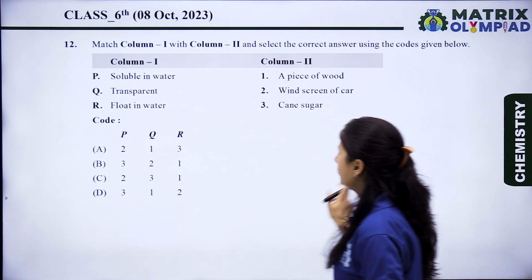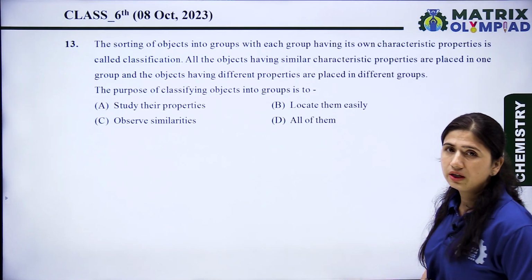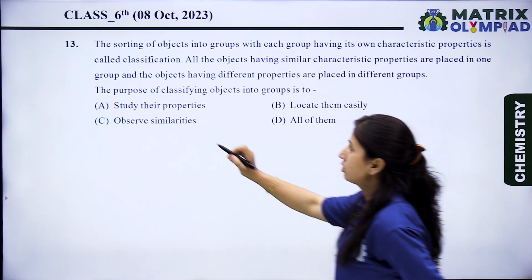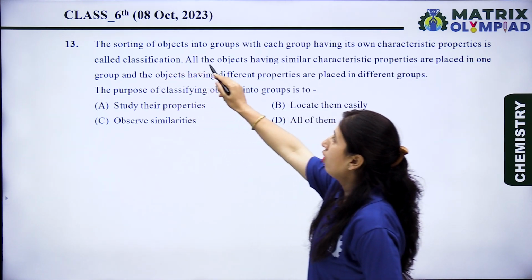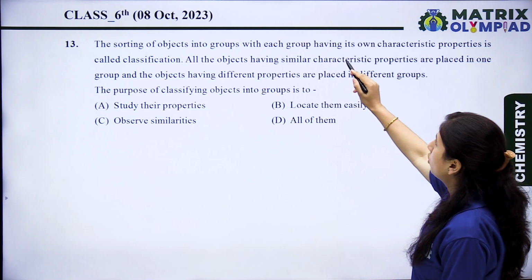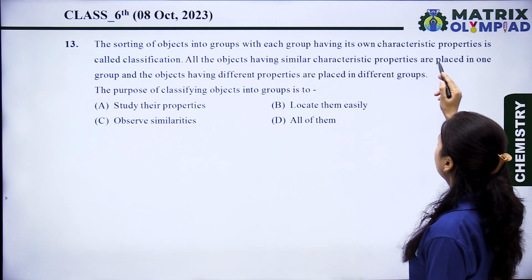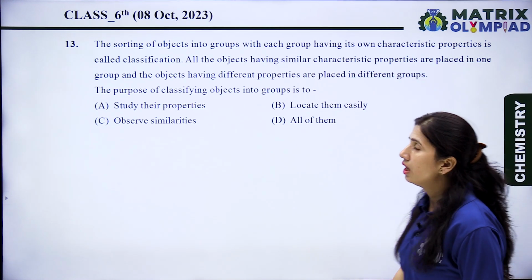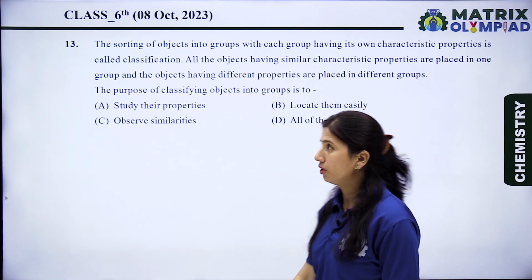Now the 13th question, the last question, is: the sorting of objects into groups with each group having its own characteristic properties is called classification.